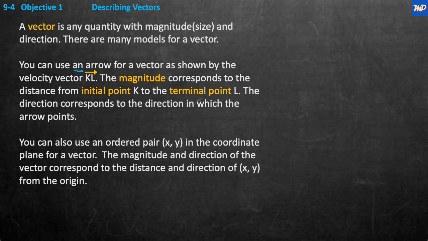You can also use an ordered pair, x, y, in the coordinate plane for a vector. The magnitude and direction of the vector correspond to the distance and direction of the x, y, from the origin.